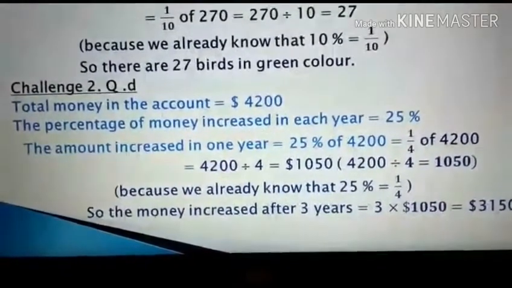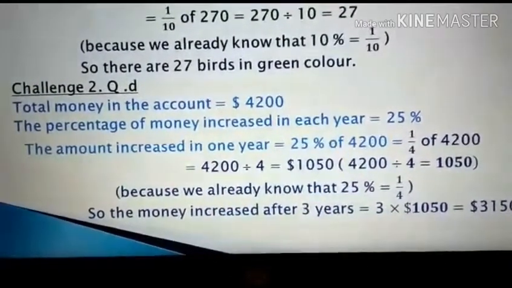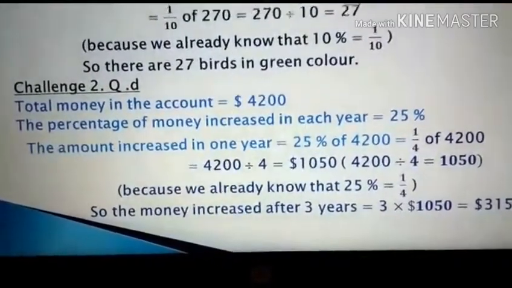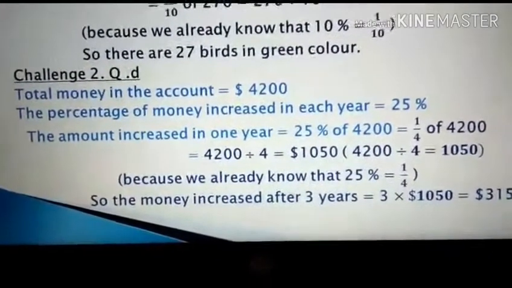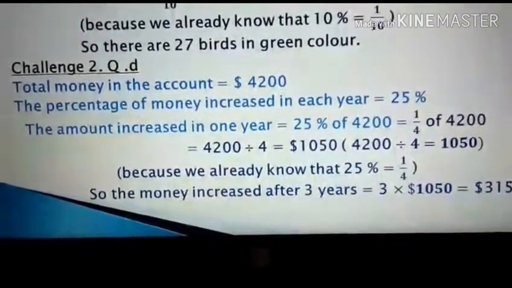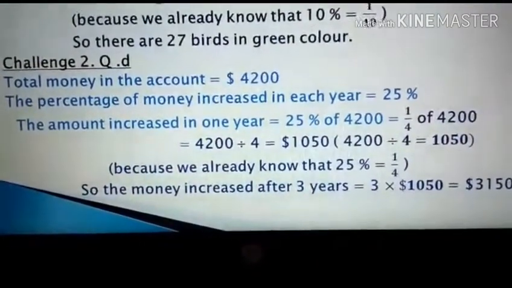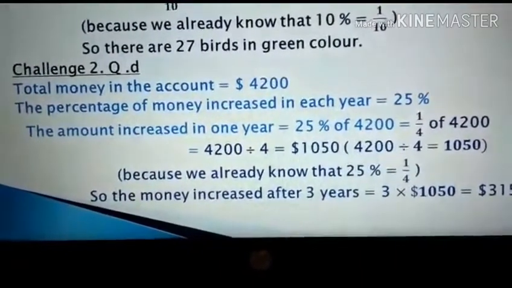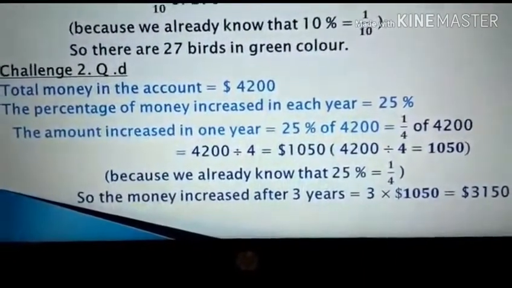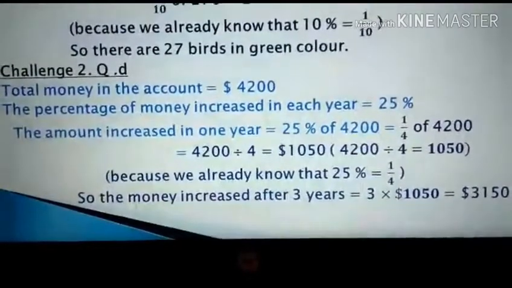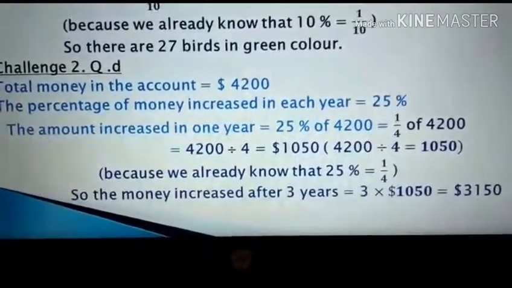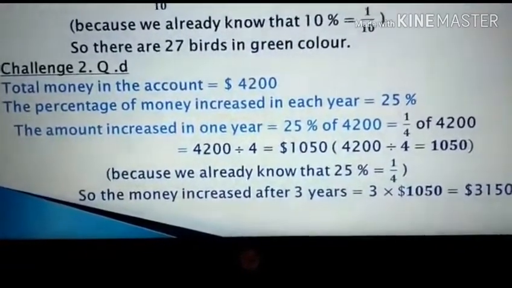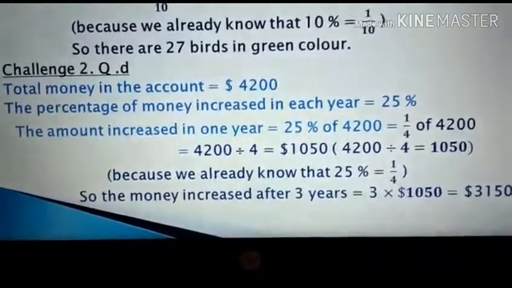Why are we changing it into fractions? Because we already studied how to find the fraction of a number, in our last unit, fraction of an amount. So that is easy to find. So what is 1 by 4 of 4,200? You have to divide 4,200 by 4. So it is 1,050. So what is the amount increased in 1 year? 1,050.